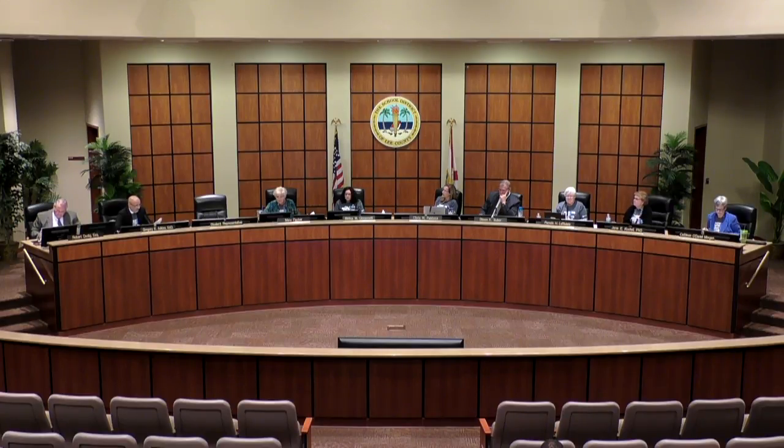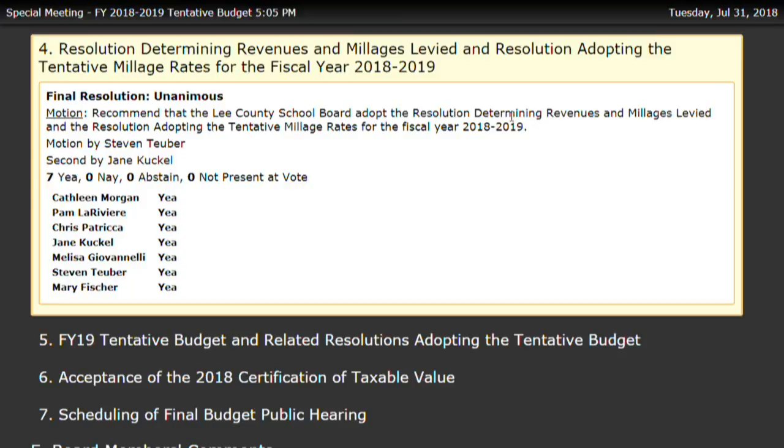Next recommendation, recommend that the Lee County School Board adopt the resolution determining revenues and millages levied and the resolution adopting the tentative millage rates for fiscal year 2018-2019. Board members, you've heard the superintendent's recommendation. Is there a motion to approve? Moved by Mr. Schreiber, seconded by Dr. Kuckel. Any discussion? Please record your vote. Oh, I'm sorry. Motion passes 7-0.